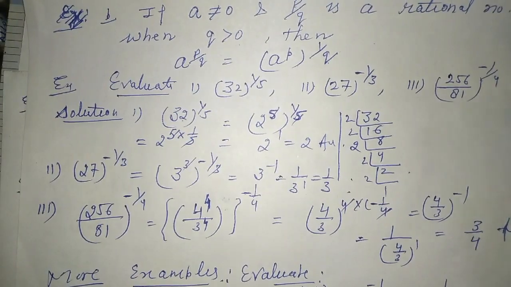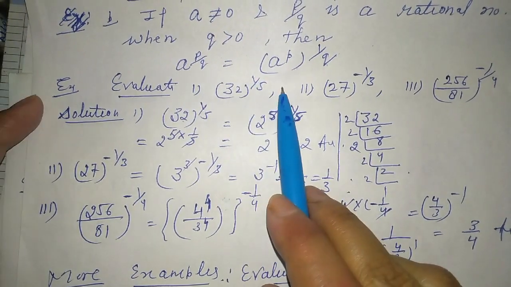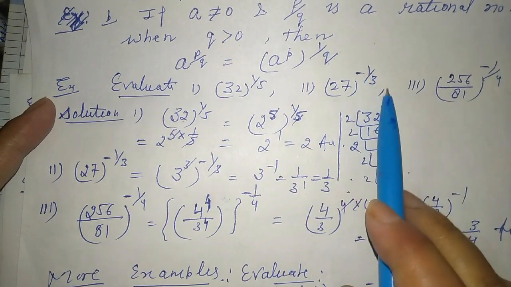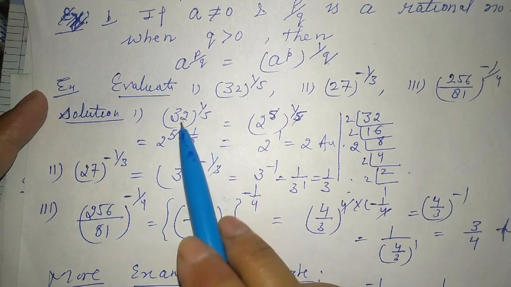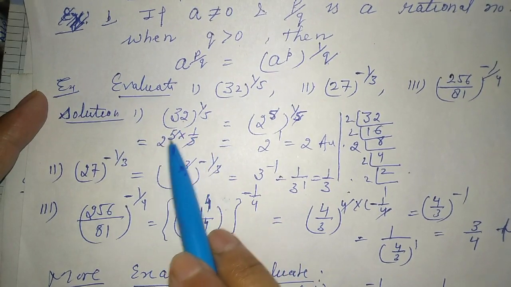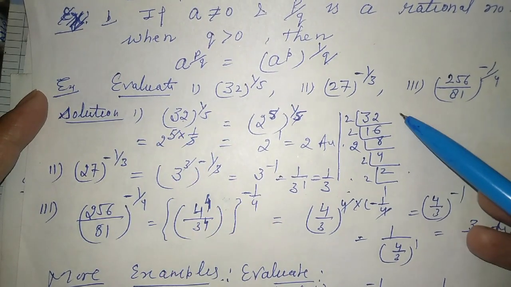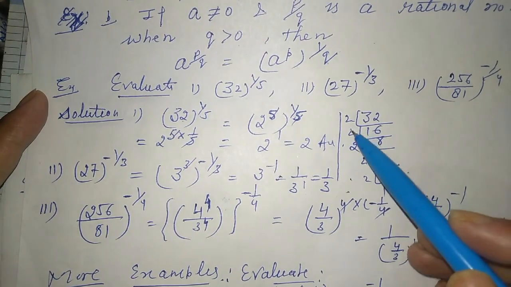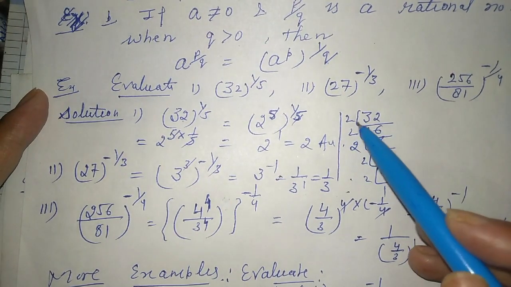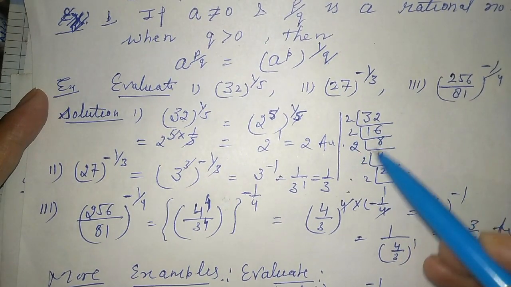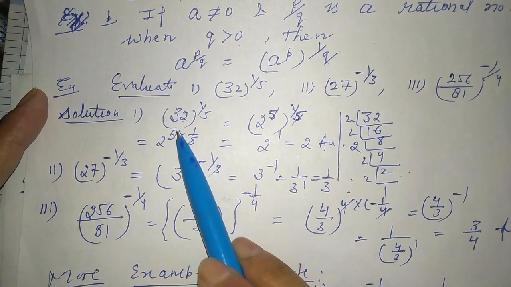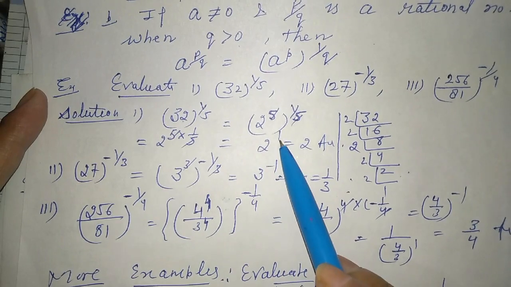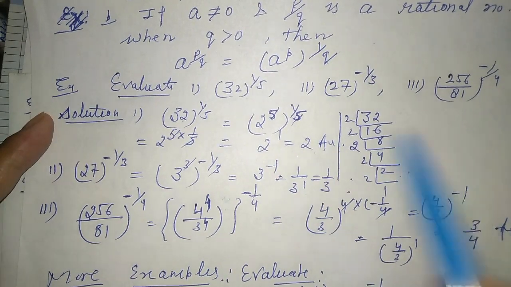Now these are some examples: 32 to the power 1 upon 5, 27 to the power minus 1 upon 3. First we will discuss 32 to the power 1 upon 5. This 32 can be written as 2 to the power 5. This factor we can take according to this method: 32 is 2 times 16, 16 is 2 times 8, and so on. So we can write 2 to the power 5 into 1 upon 5. This 5 can be cancelled out. So 2 to the power 1 is equal to 2. So this is the answer.